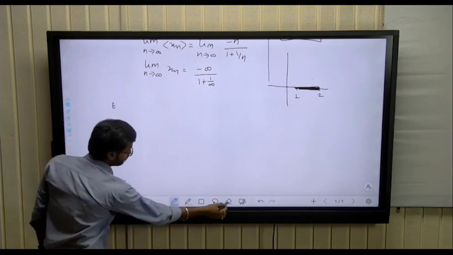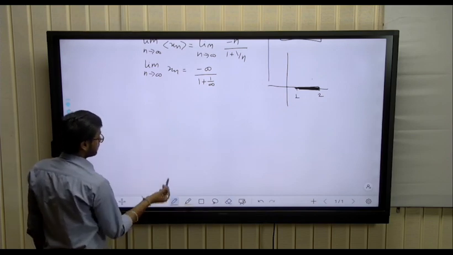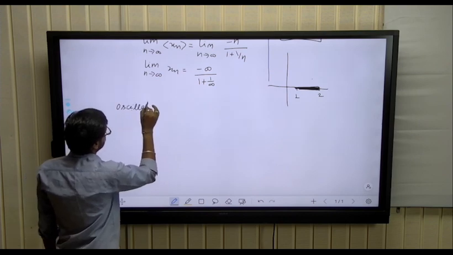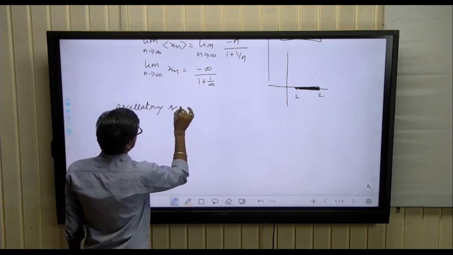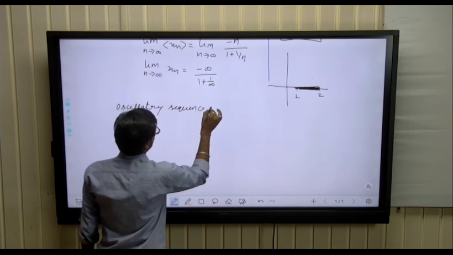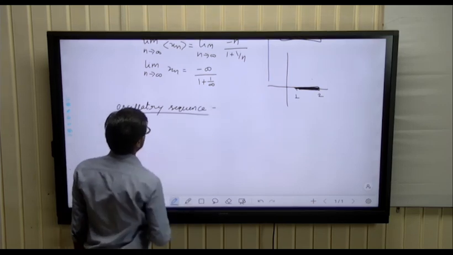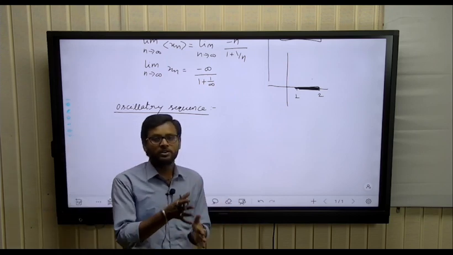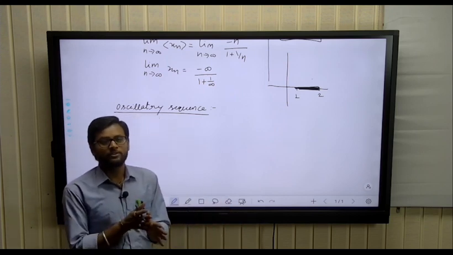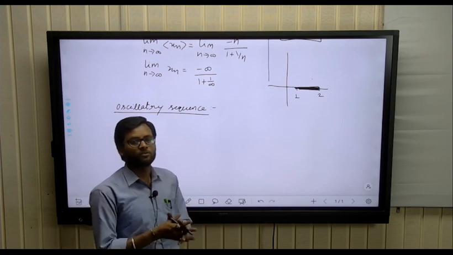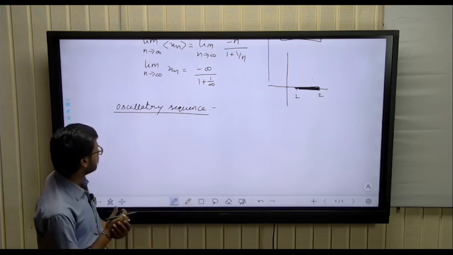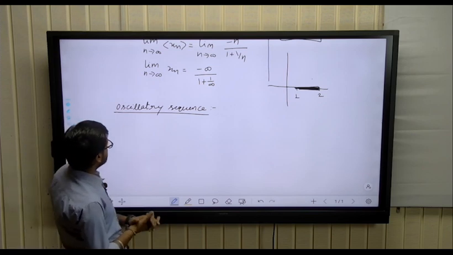So now our topic is the oscillatory sequence. If you want to write the definition of an oscillatory sequence, you write here that if the terms of a sequence oscillate between two numbers, then the sequence is called an oscillatory sequence. You write it in a simple manner, in whichever way you want. Okay, so this is the oscillatory sequence.